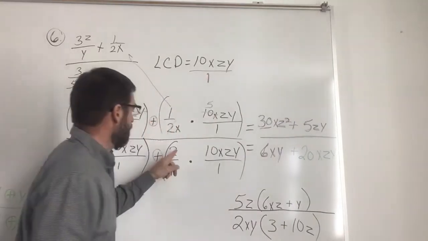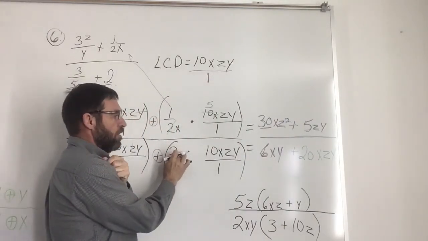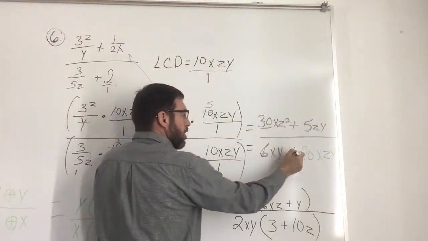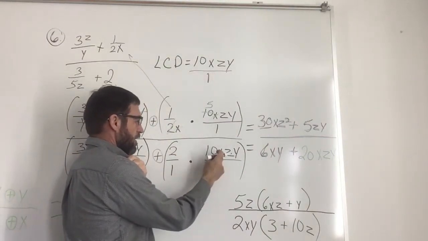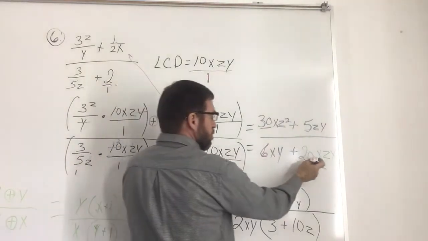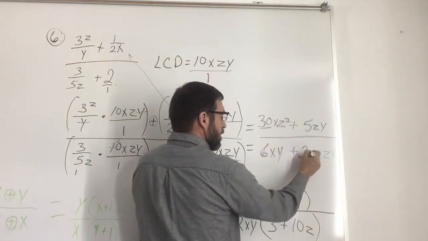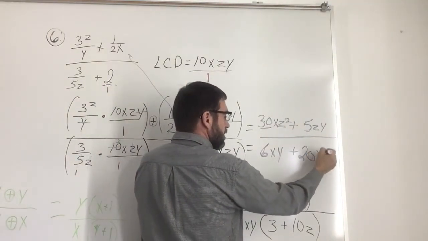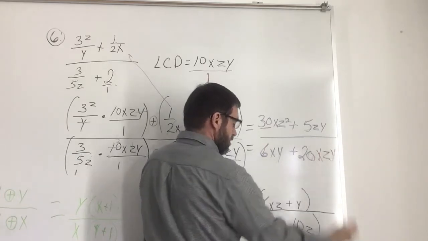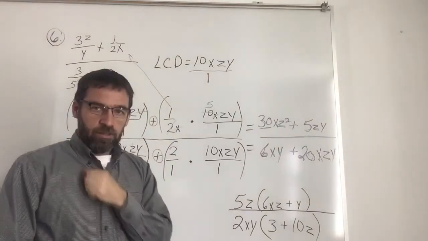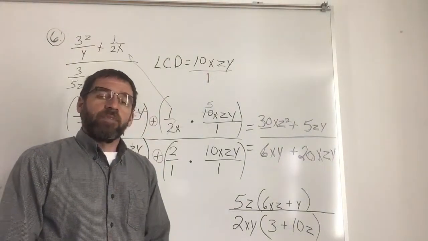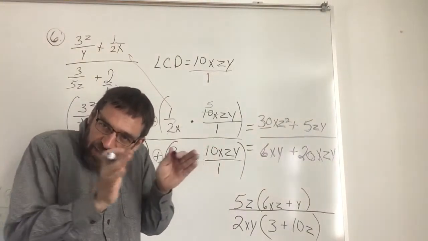Okay, now I've got 2, come over here, I've got my plus sign again, put my plus here, 2 times 10 is 20, and I've got an xzy. So my bottom number here is 20xzy. Alright. That answer is still not done, you can still condense that answer again.